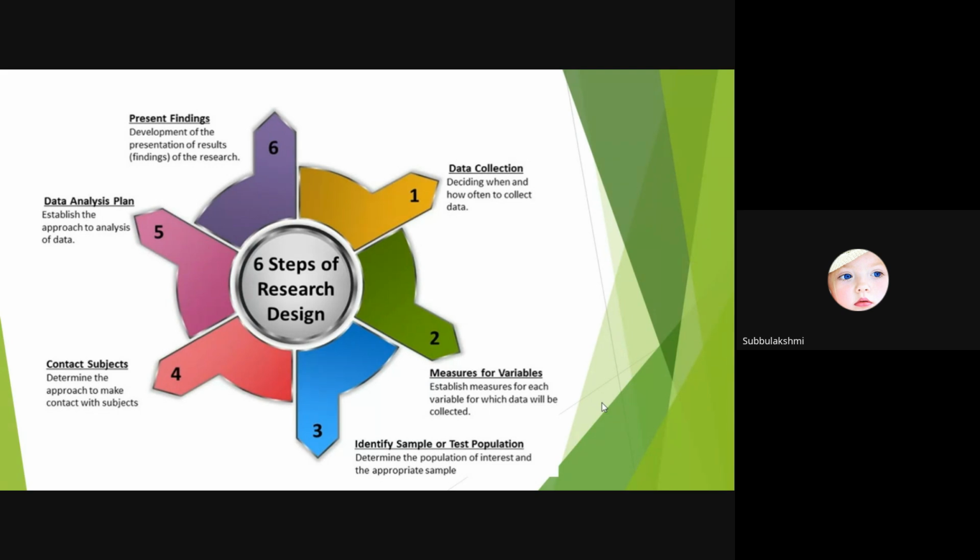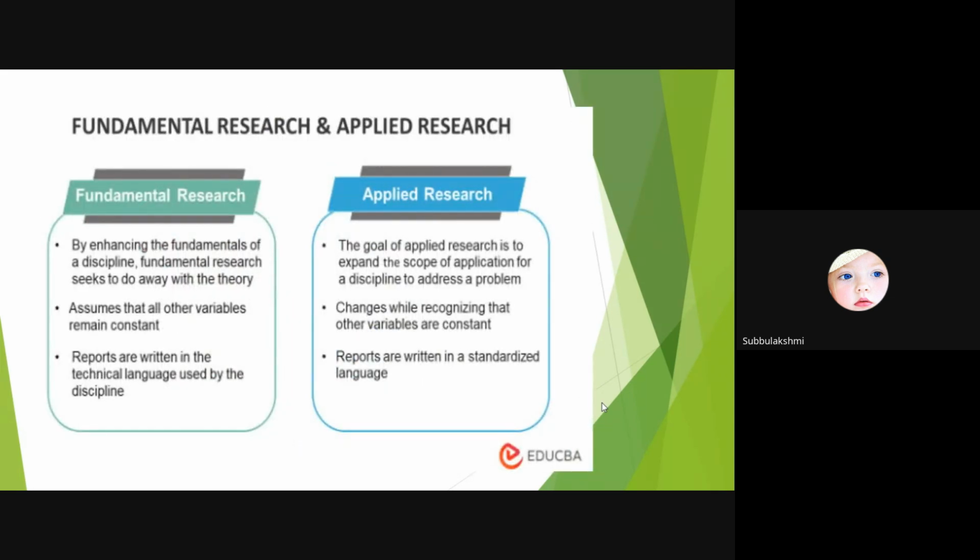Here, data collection, the six steps involved in designing a research. Data collection, how are we going to do it? Next is measures for variables. What are the variables for which we are going to collect data? Next is identifying sample. Next is contact subjects. Next is data analysis plan. Next is present findings. Now, the fundamental difference between fundamental research and applied research. Fundamental research talks about a particular discipline and we seek to develop the theory. Applied research is actually to expand the scope of application for a discipline to address a problem.